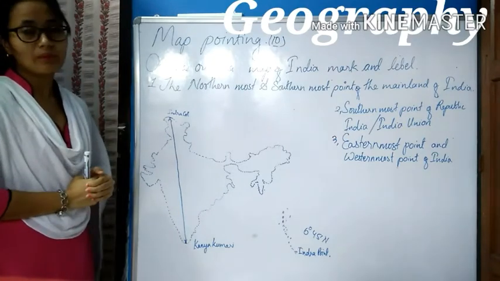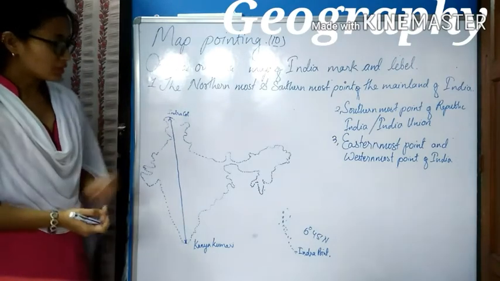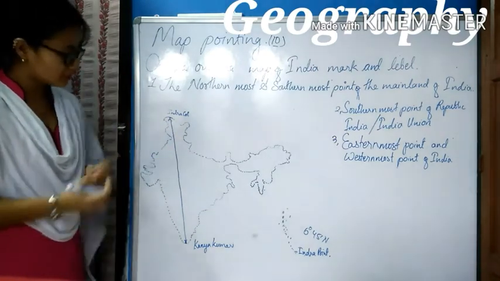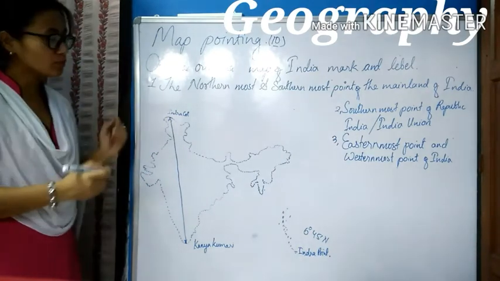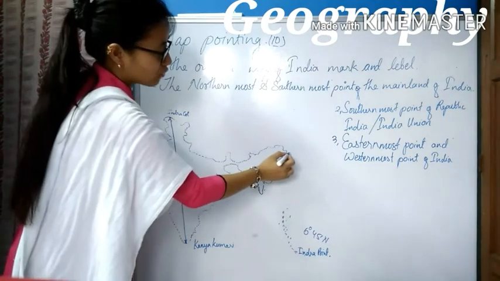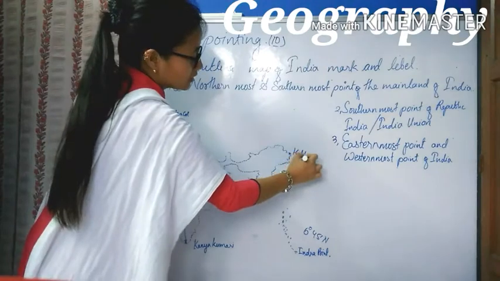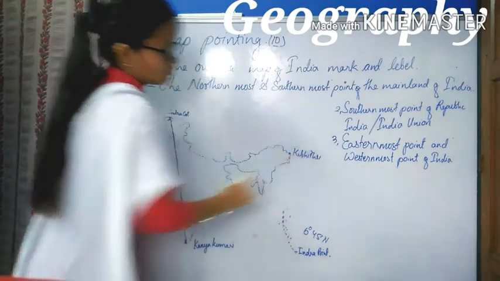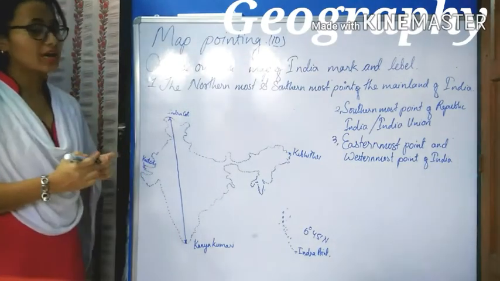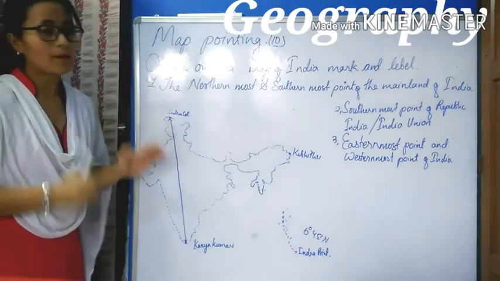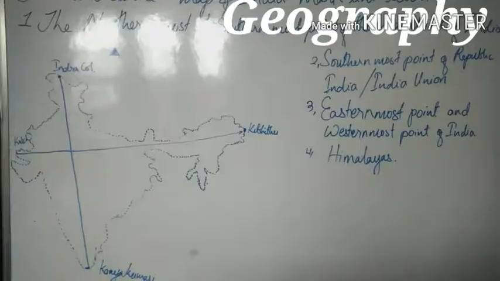On the outline map of India, mark and label the easternmost point and the westernmost point of India. The easternmost point of India lies in Arunachal Pradesh and the westernmost point of India lies in Gujarat. The name of the district is Kibithu for the east, and Kutch district of Gujarat for the west. Kutch and Kibithu mark the westernmost point and the easternmost point of India.